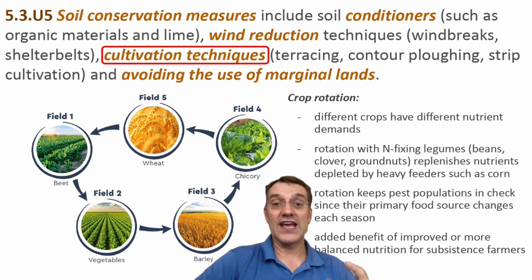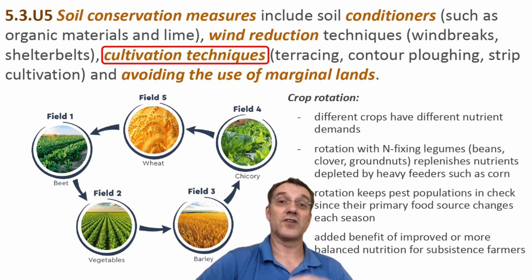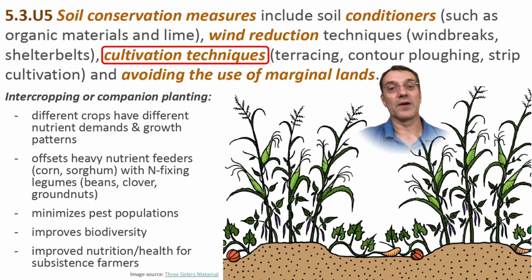Additionally, rotation disrupts pest cycles, and it helps improve nutrition for subsistence farmers. When we disrupt those pest cycles, it also reduces the need for farmers to buy and apply pesticides. So it becomes more sustainable from a biodiversity perspective, and it also becomes more economically sustainable, particularly for your subsistence farmers.